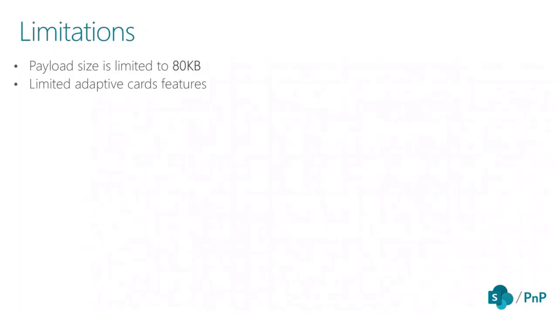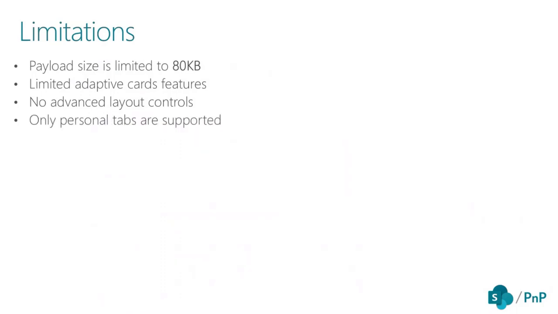But Microsoft Teams and the Adaptive Card team are heavily investing in the future, and there are so many exciting features coming to the adaptive card world, such as form validation, people picker, or flyout menu, and so on. Actually, I'm going to show you one of these features, which is the people picker, in the demo. And also, there are no advanced layout controls. So at the moment, all of these cards sent to the tab are rendered vertically. So if you want to have multi-column layout, it's not possible at the moment, but I'm sure there will be in the future. And also only personal tabs are supported.